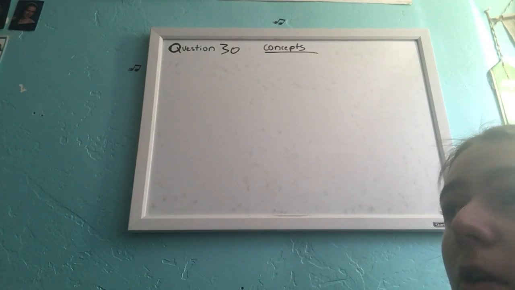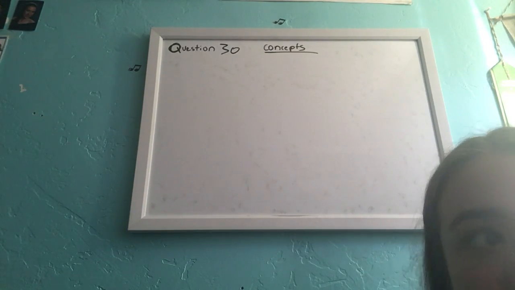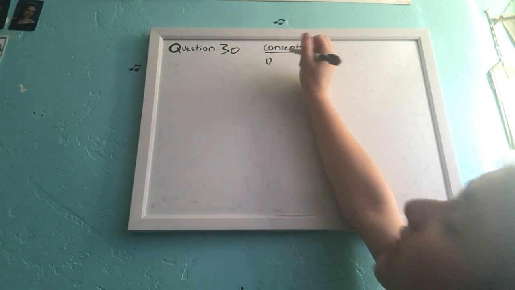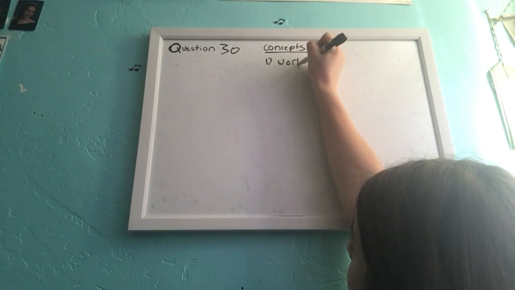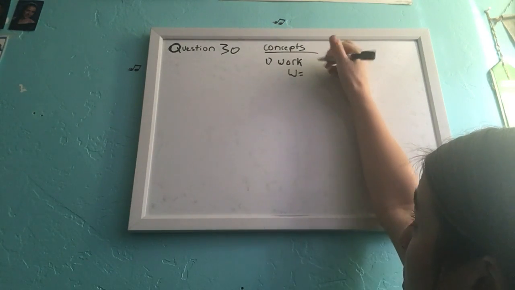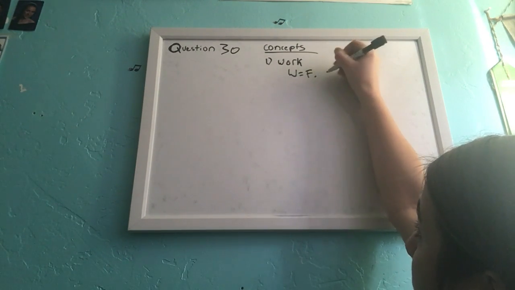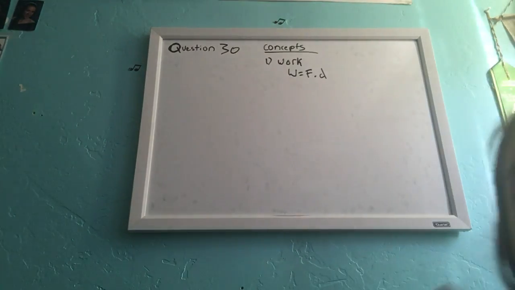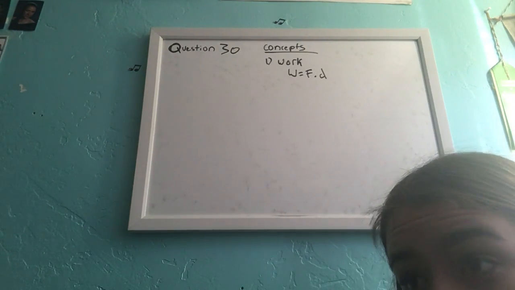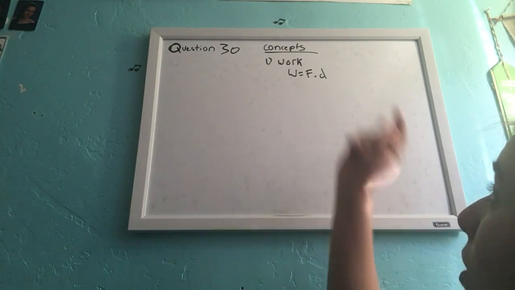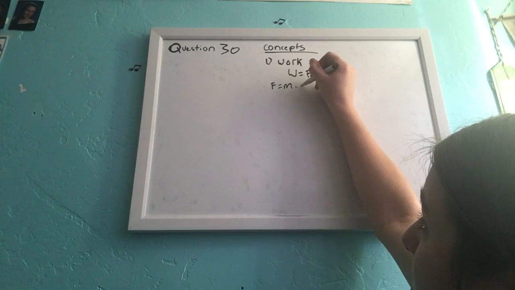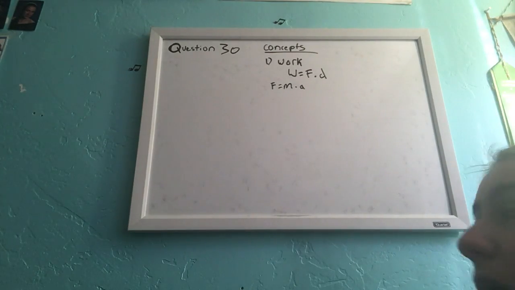Okay, so now I will be going over question 30. The first important concept in question 30 is work. The equation for work is equal to the force times the distance it travels. So force times distance equals work. And we can also define force as equal to mass times acceleration.